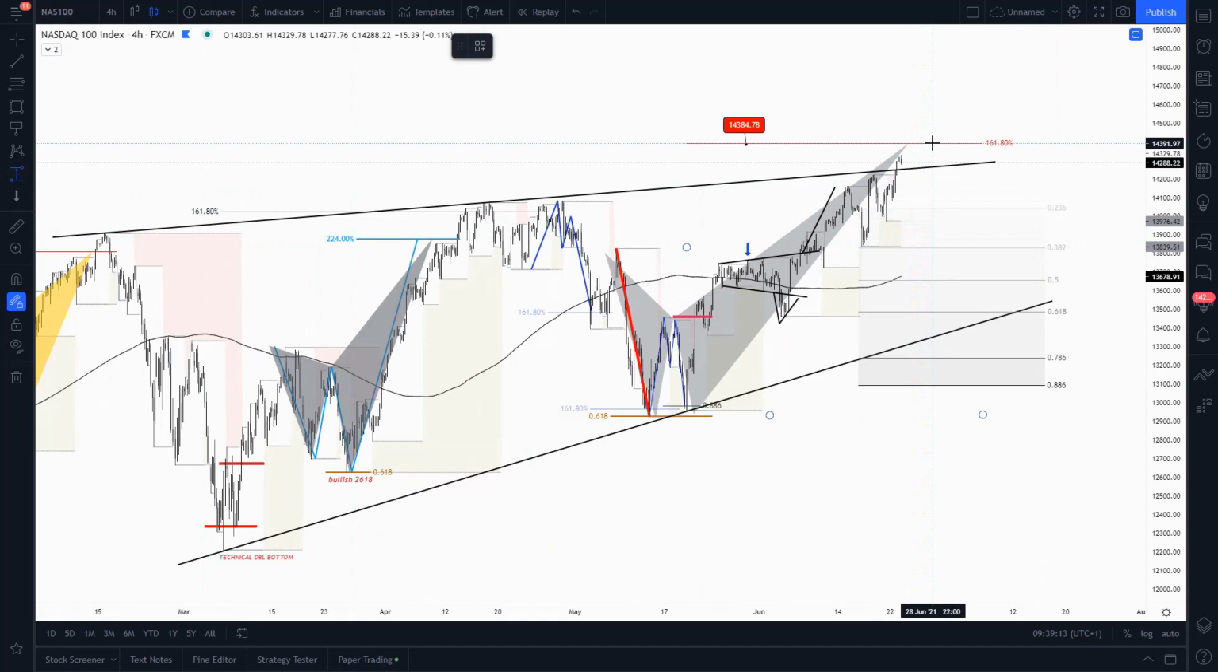14,384. That's your entry point, and you assume the market will fall back to the 38% Fibonacci retracement level. So that represents nothing more than a 3.9%, let's say 4%, fall expected.